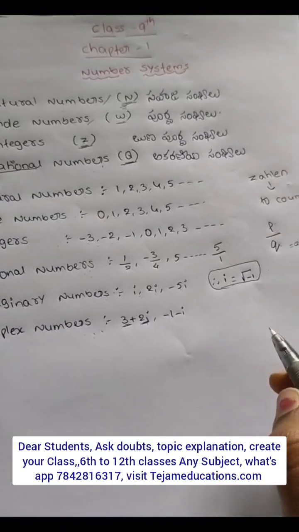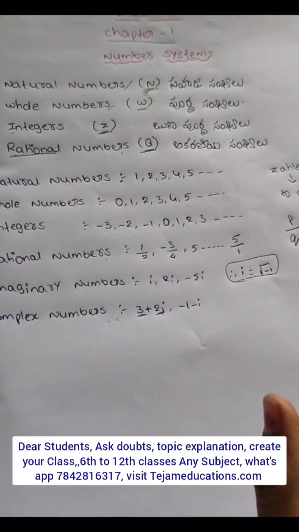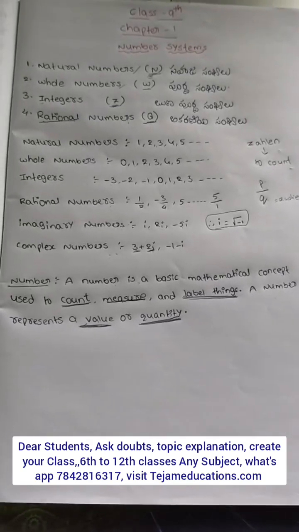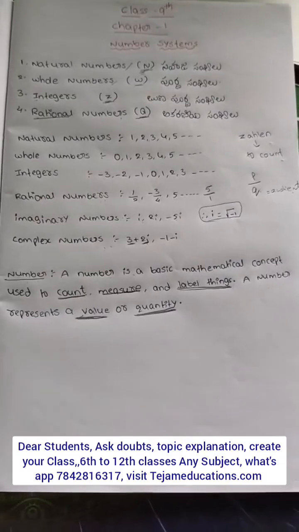Okay students, now you have understood what a number is and what the types of the number system are, right? Next class we will discuss rational numbers in detail and do some exercises which are in the textbook.